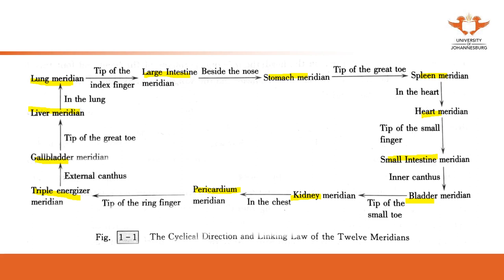So when we learn the meridians, the distribution of each meridian, you will see the flow. The lung meridian starts from the chest and travels to the hand. The tip of the index finger is where the large intestine meridian starts. It travels to the head, close to the nose, and meets the stomach meridian. The stomach meridian travels from near the nose all the way to the foot and meets the spleen meridian on the toes. The spleen meridian travels from the toes to the chest and meets the heart meridian. So that's one circle.